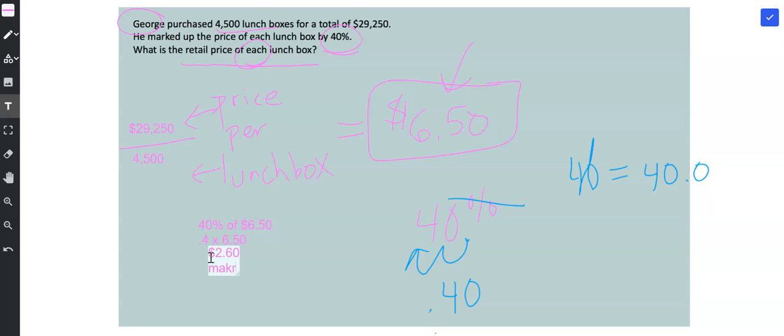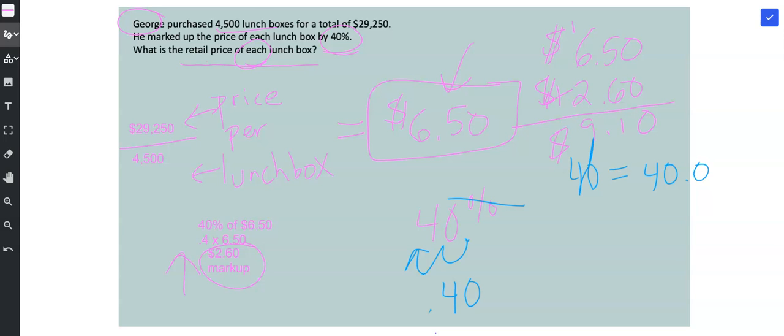$2.60, that is the markup. So that's not the new price of the lunchbox. That is what it is marked up by. That is what it is increased by. So what I need to do next is take this original $6.50 and then add to that the $2.60 to get the new price of the lunchbox. You can use a calculator, but I'm just going to add this by hand.